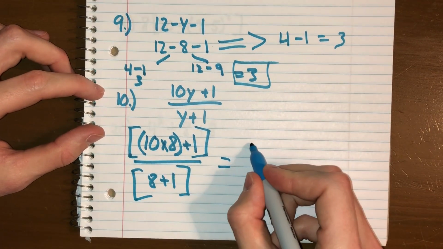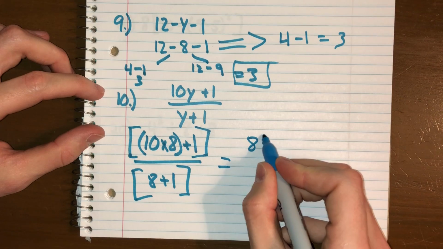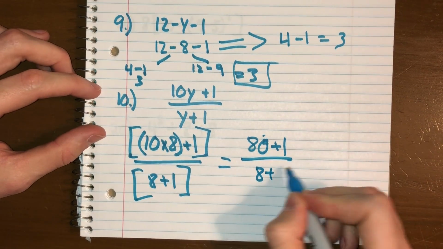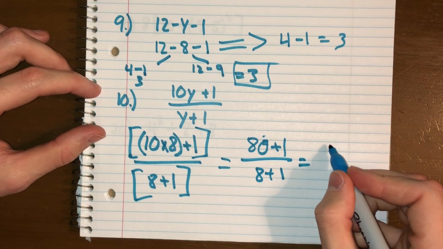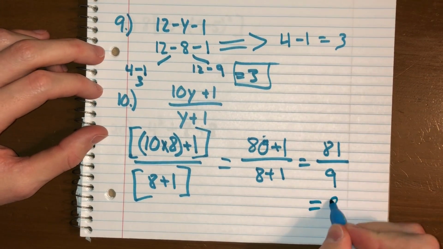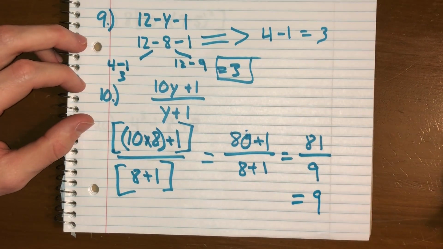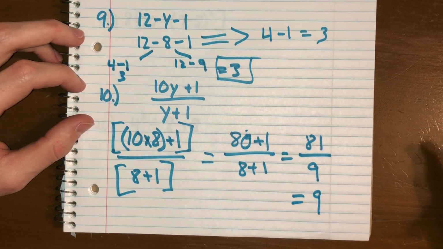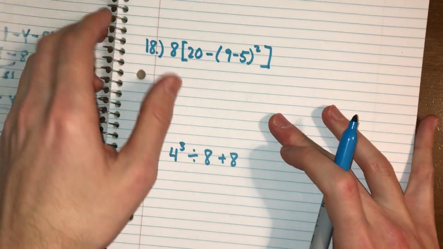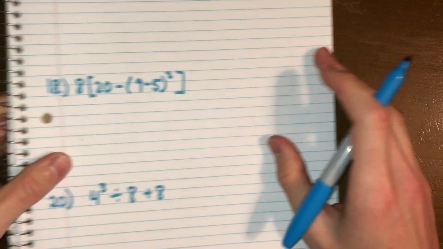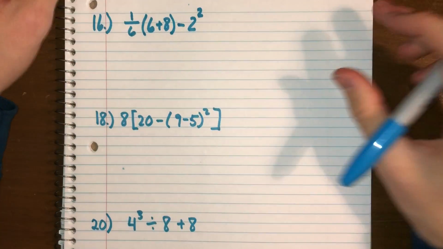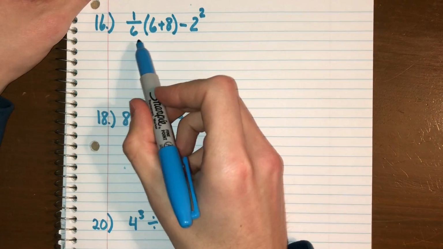So 10 times 8, we know, is 80, plus 1 is over 8 plus 1. So now we'll do our addition. So you get 81 over 9, which we know is equal to 9. Again, nothing too complicated, but it's just remembering those steps and working your way through it. And we'll do 3 more before we finish up this video. And we'll just jump right into it.